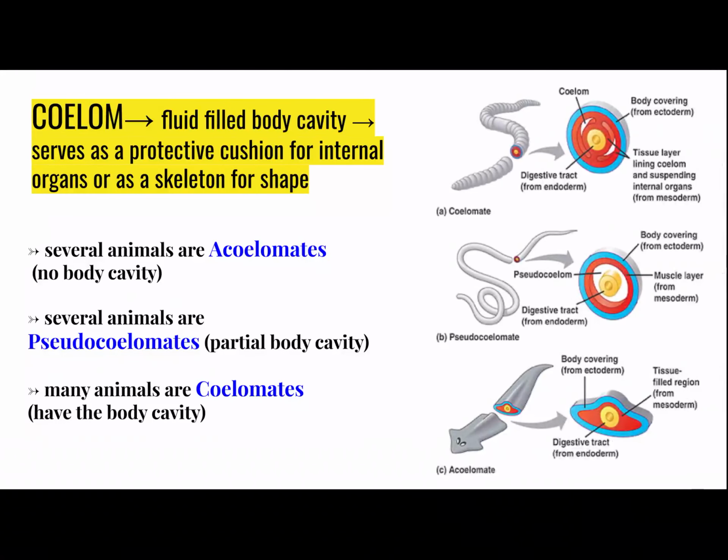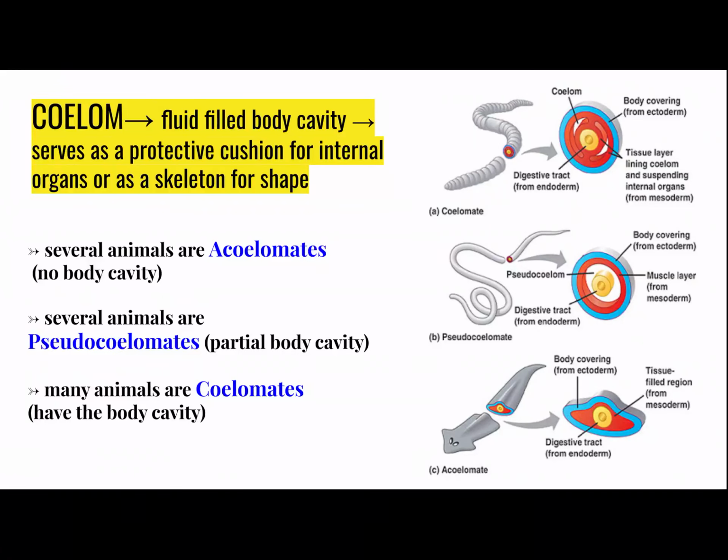Not a skeleton as you and I have a skeleton, but it does provide shape for these organisms. Now here's a diagram that shows you what a coelomate looks like, what a pseudocoelomate looks like, and what an acoelomate looks like. On the top of this diagram, you can see a coelom, and that's an earthworm. That phylum of worms, they have a coelom. The coelom is that fluid-filled body cavity that surrounds the digestive tract. The digestive tract is suspended inside the body of the organism, but it is attached to the tissue layer. So that is what a coelom looks like.